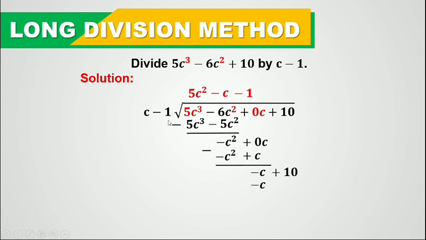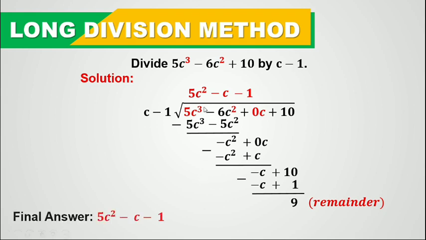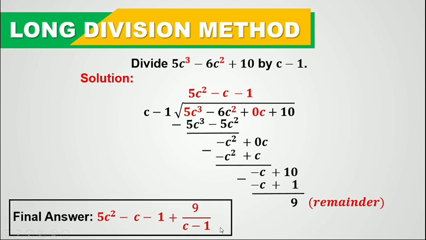Negative 1 times negative 1, that's positive 1. And then subtract them. Negative c minus negative c, that's 0. 10 minus 1, that's 9. And there is no other term which we could bring down here. So therefore, 9 will be considered as our remainder. So therefore, our final answer is 5c squared minus c minus 1 plus 9 over c minus 1. So this is our answer for this particular question.